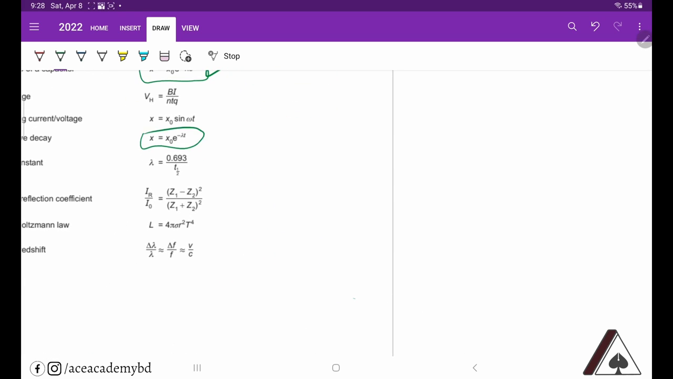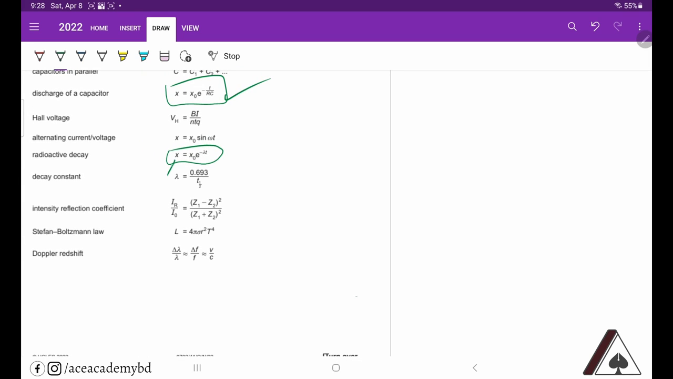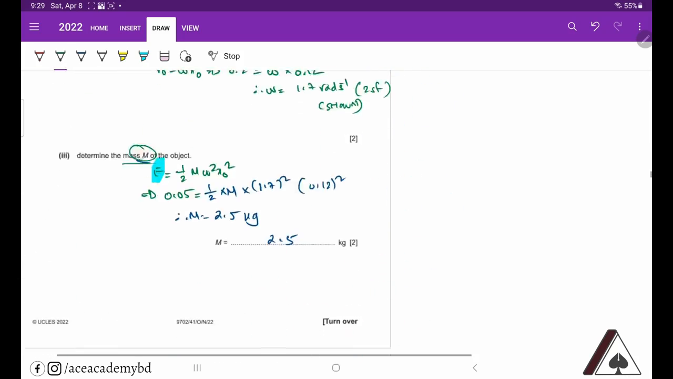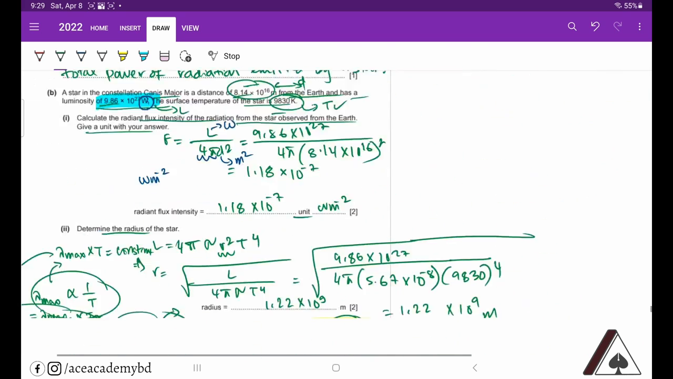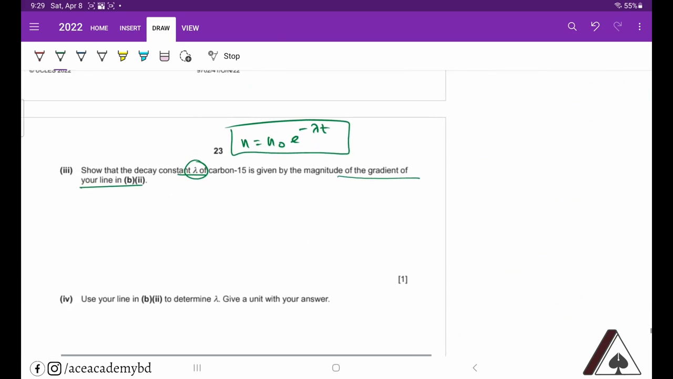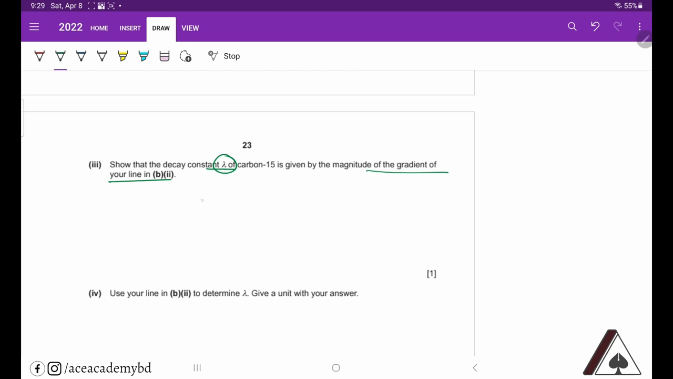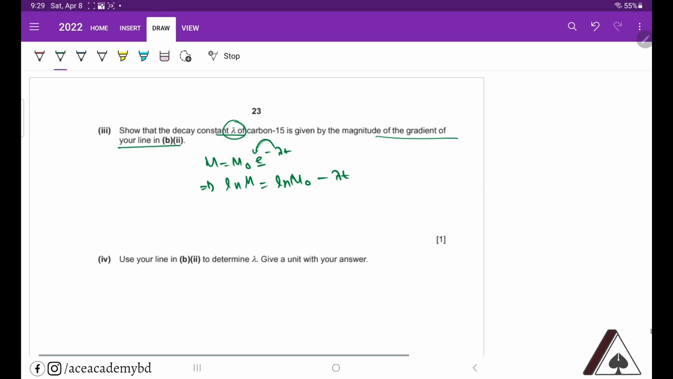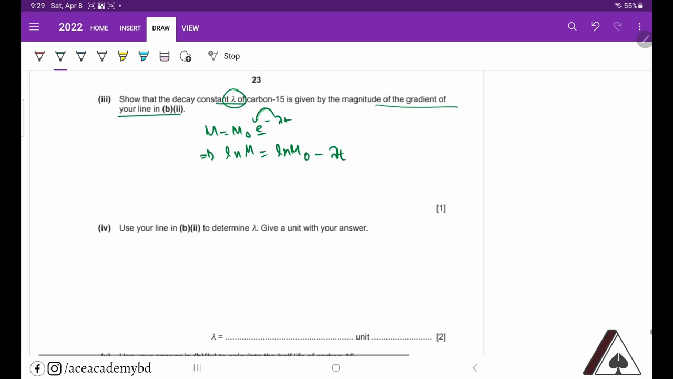So over here, they write it using x. x can be activity, x can be the number, x can be the mass, so you can substitute anything for the value of x whenever a radioactive decay is taking place. So over here, we're just going to substitute it with m. So m equals m naught e to the power minus lambda t. If we take ln on both sides, it's basically ln m equals ln m naught minus lambda t, because ln e is 1, and the power will come to the front. So ln m naught minus lambda t.